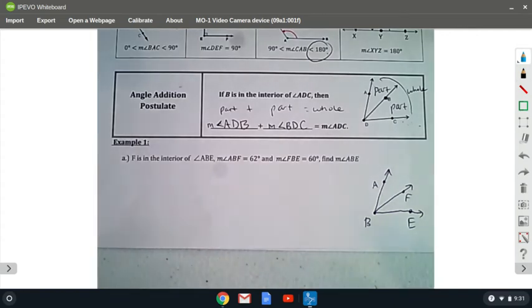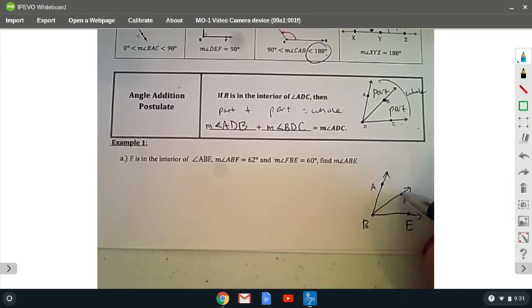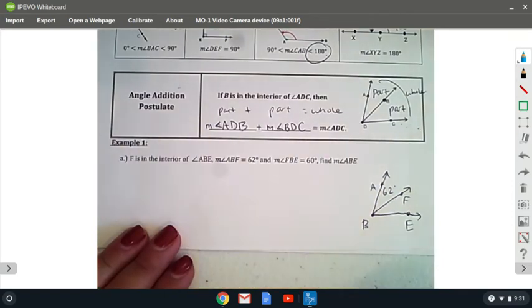And obviously, guys, my angle may not be drawn to scale. I'm just drawing an angle. So ABF is 62 degrees. FBE is 60 degrees, and they want us to find ABE, the whole thing.